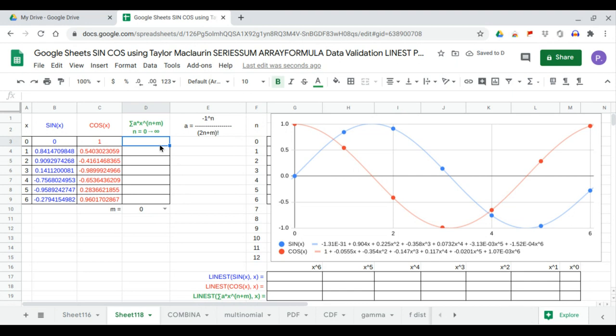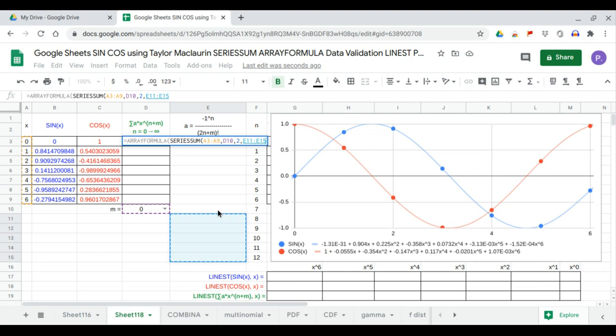Now we can generate the Taylor Maclaurin SERIESSUM formula, array formula, SERIESSUM of the x values. This time we'll start from m. It can be 0 or 1. And the interval or increment is 2. The coefficient will be this range.